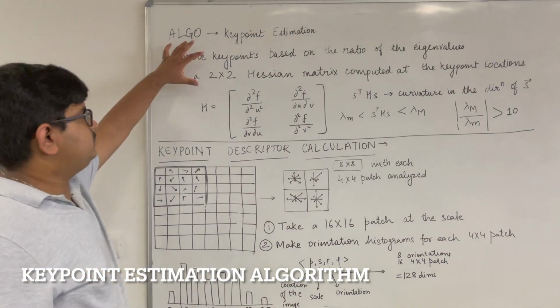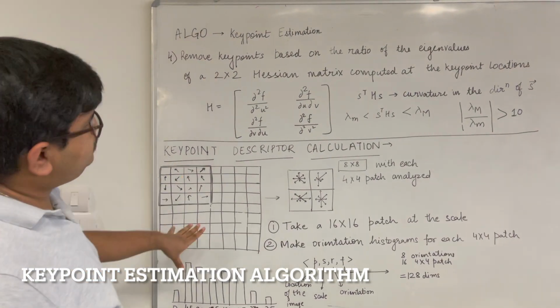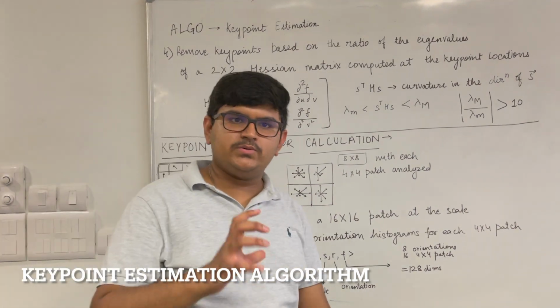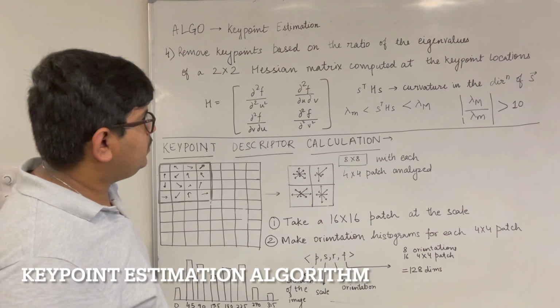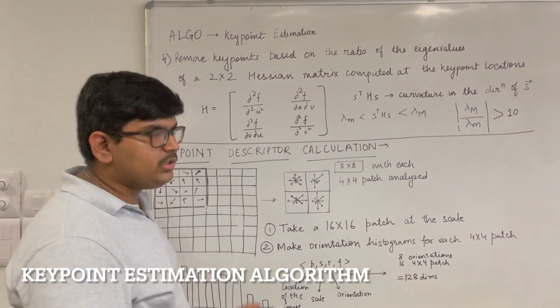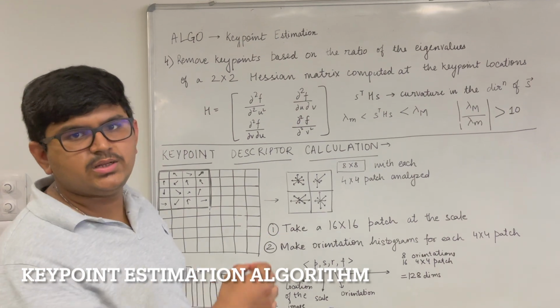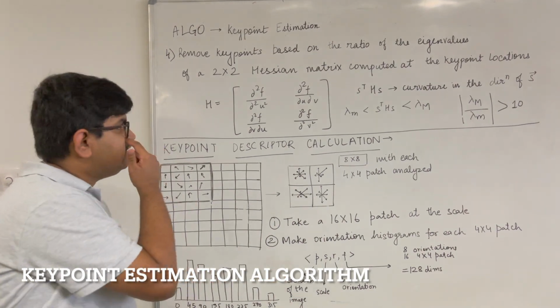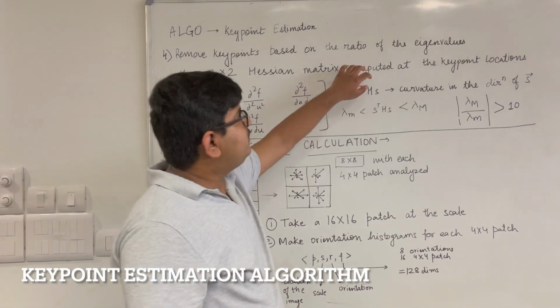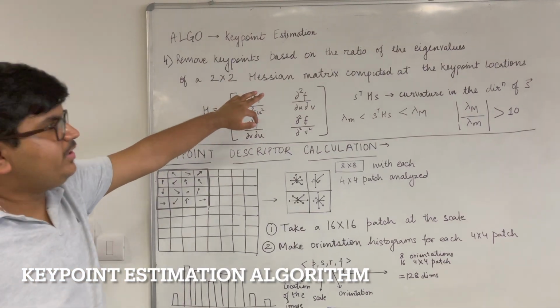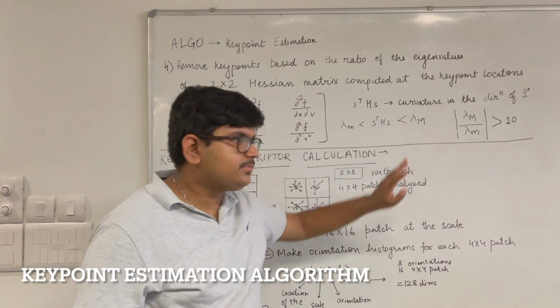So now we come to the fourth step. This fourth step is essentially required because the difference of Gaussians gives a higher response to edges. Now edges are not good because you can't localize along an edge. You can localize well orthogonal to the edge, but you can't localize along the edge. So edges have to be removed. The way we do that is we take the ratio of the eigenvalues of the 2 cross 2 Hessian matrix computed at the key point location.